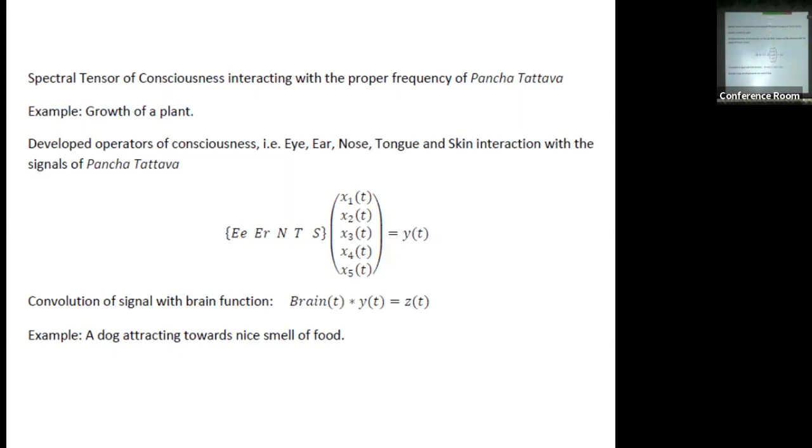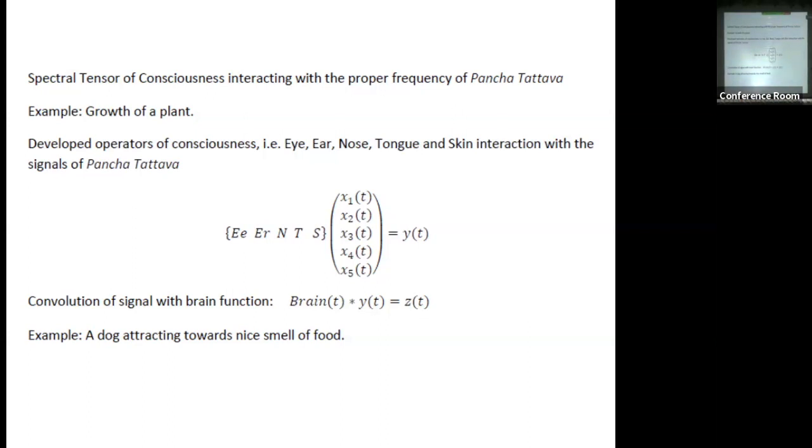Like for example, in the case of a plant, you are getting the sunlight, you're getting the soil, and you can say that this is some kind of suction process. Even in the suction process, you will find that some mechanism of vibration is there, a continuous vibration. Then when you go for a higher consciousness, it develops the operators like ear, eye, nose, tongue, skin.